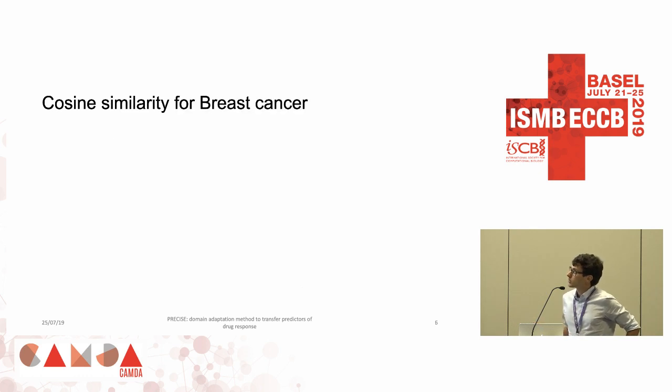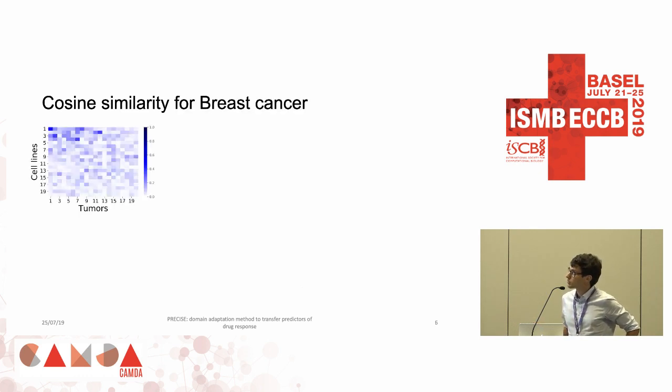Unfortunately, that's not what happens. When we compare breast cell lines to breast tumors, we have this kind of plot with really low cosine similarity values off the diagonal, no one-on-one similarity. There's no clear correspondence.